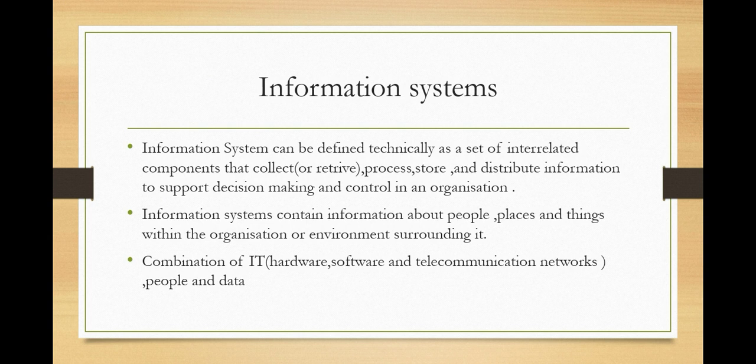In addition to supporting decision making and control, information system may also help managers in such organizations and workers to analyze problems and even visualizing complex subjects and create new products. So information systems contain information about people, it contains information about places and even things within an organization or the environment that surround a certain organization.